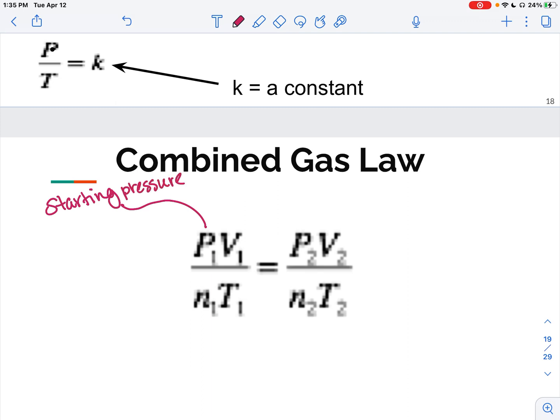And pressure can take 3 different units. It can be atmospheres, which we write ATM. It can be something called mmHg, which in times long ago they would refer to as torr. If you see that, it's the same thing. And you can also use kilopascals, or kPa.